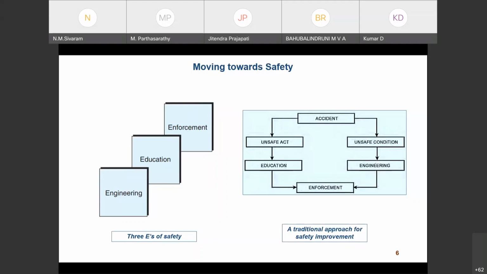And the second image again shows the same thing. If there is an accident, you need to know whether it is the unsafe act or the unsafe condition that has led to the accident. Then you educate, you have some engineering controls, and in both cases you try to enforce them. So this is how the traditional approach for safety has been done for a long period of time.